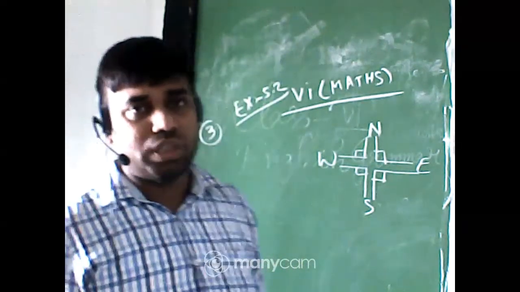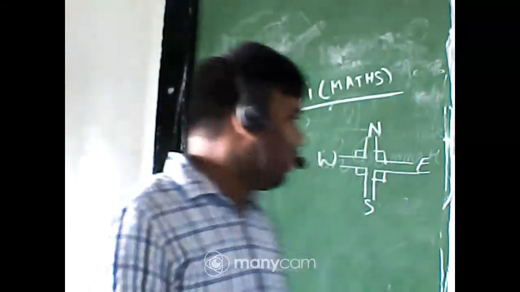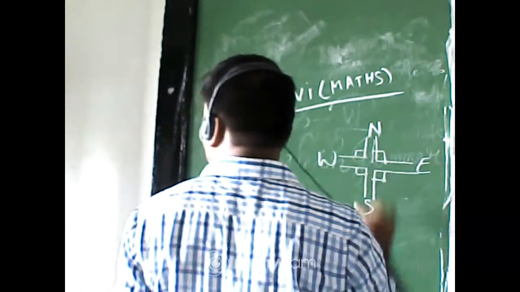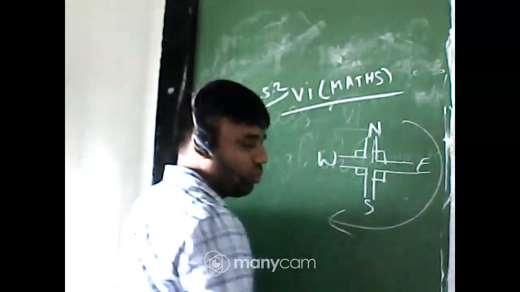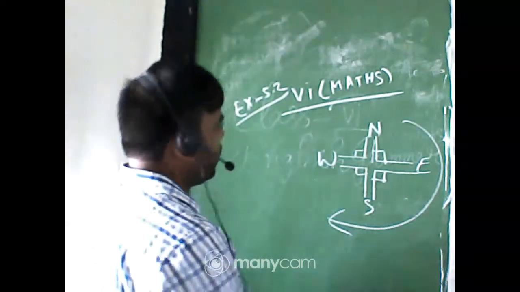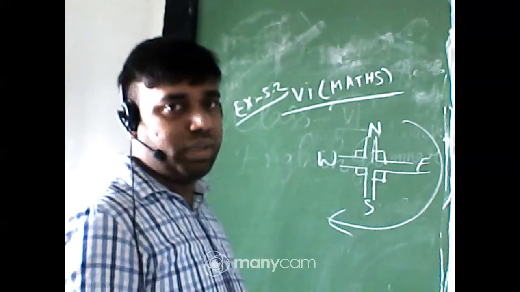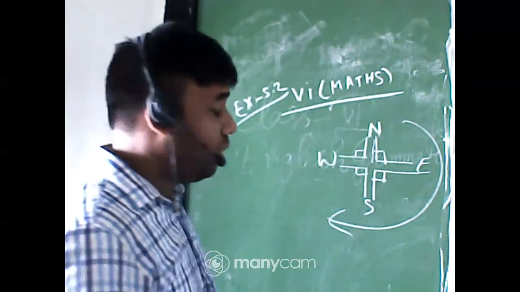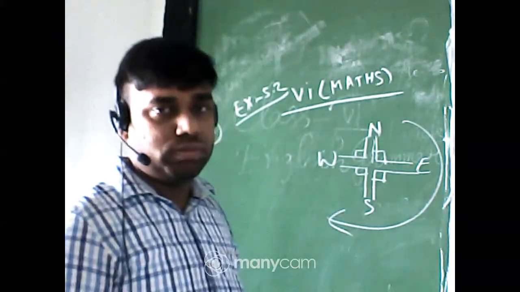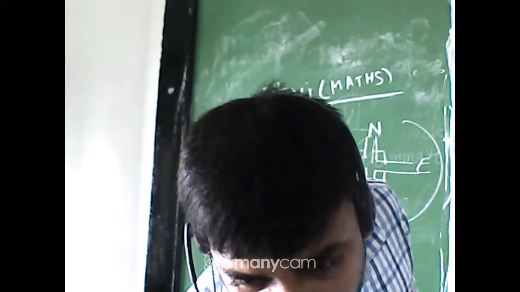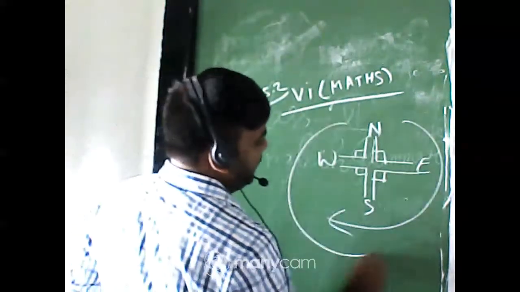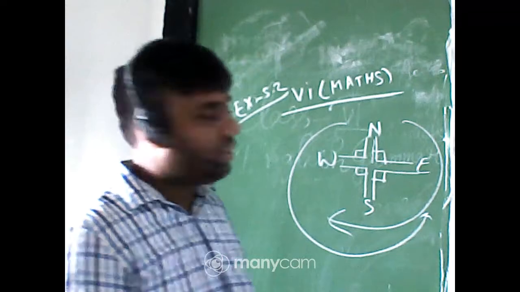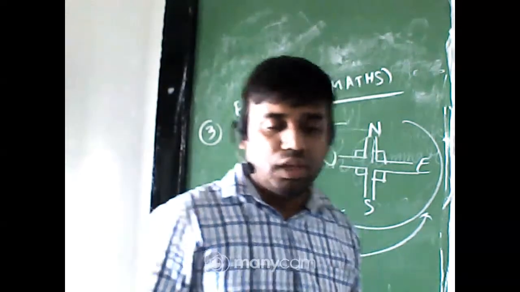Now what is anti-clockwise revolution and what is clockwise revolution? If you are facing north and you move along this direction, that is the clockwise direction. And for anti-clockwise, you are facing north and you want to move along the opposite way, that is the anti-clockwise revolution. So clockwise revolution and anti-clockwise revolution, we know.